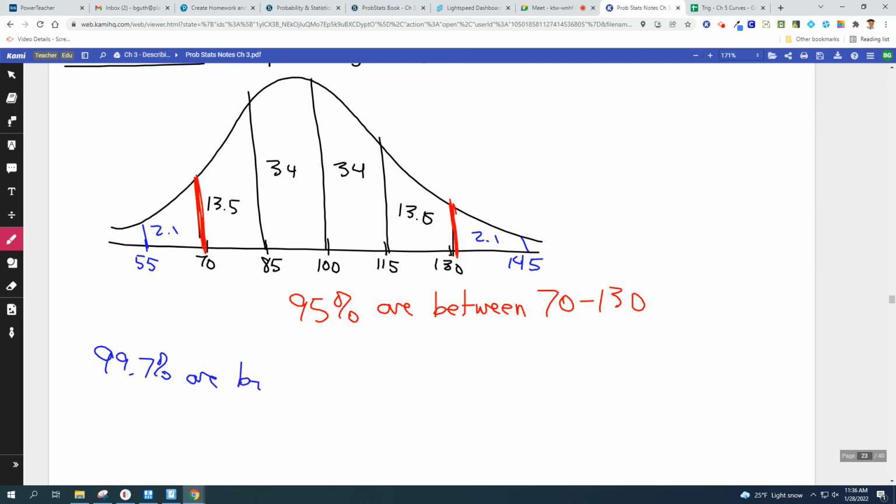My computer's lagging right now. That's not good. Come on now.